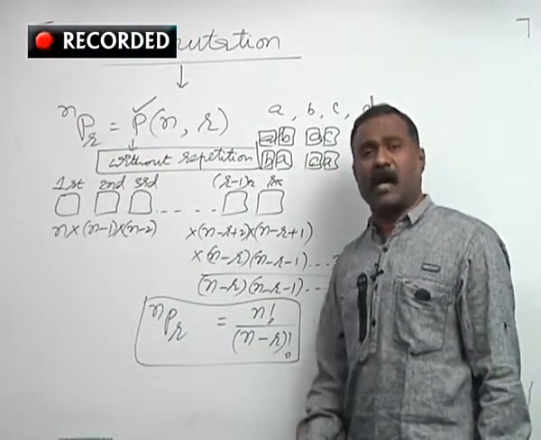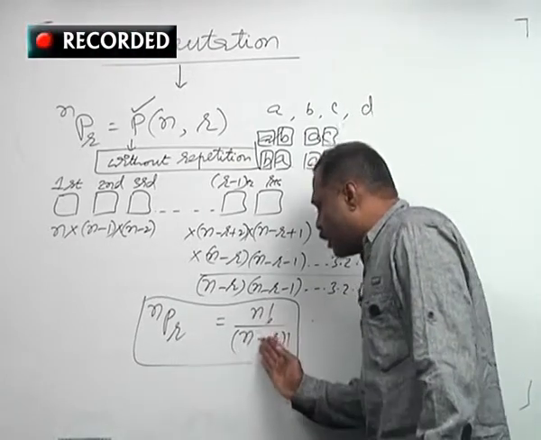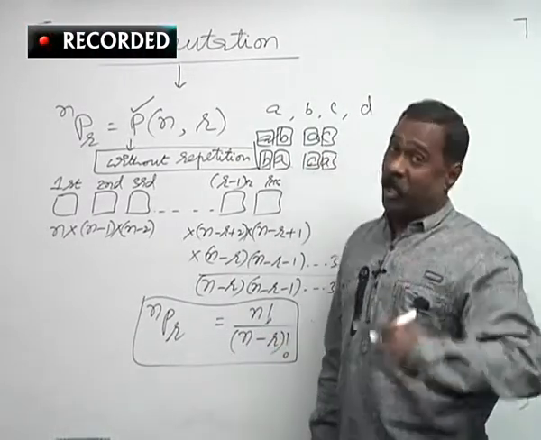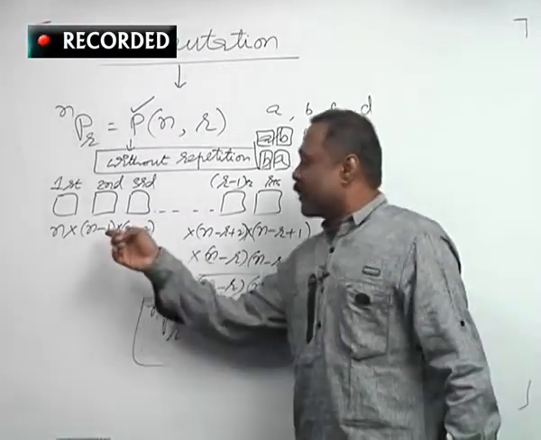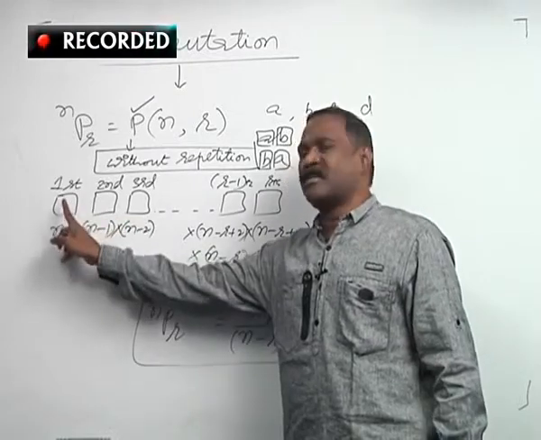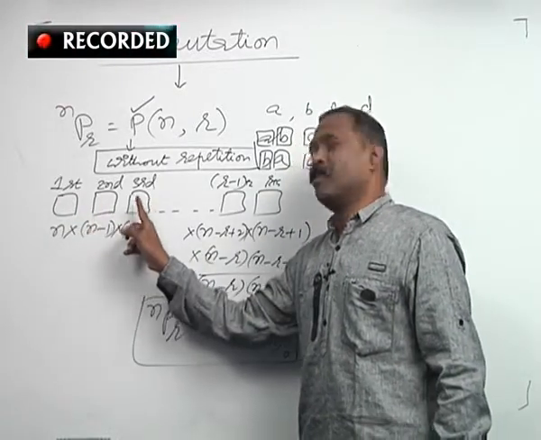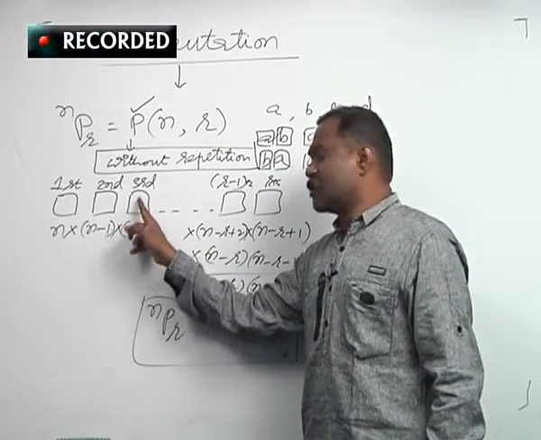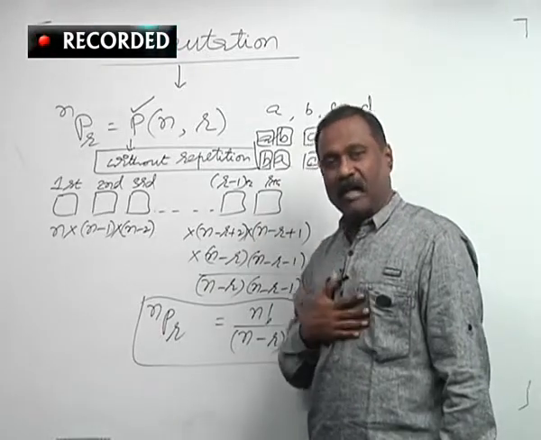This is without repetition, n factorial by n minus r factorial. Then what should it be with repetition? You can clearly understand, because without repetition, the thing used here should not be used in the second blank place. The thing used here should not be used in the third blank place, or in the later blank places. So that's what you have to understand.